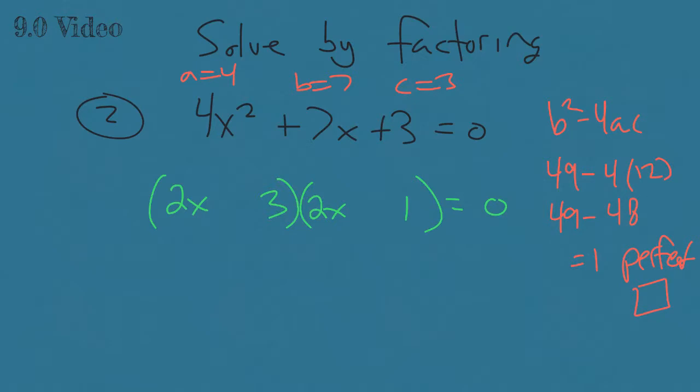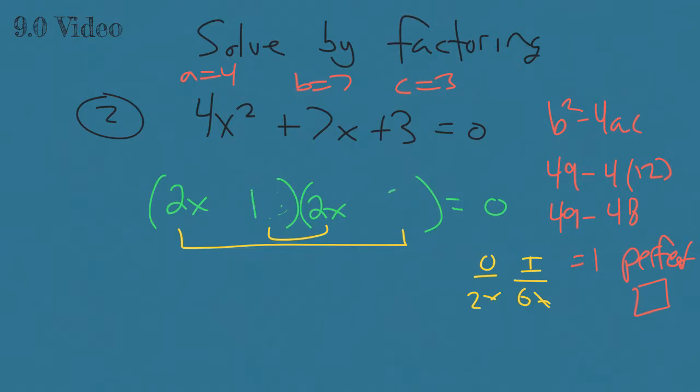Well, my outsides are 2x. So outside, inside. My outside is 2x. My inside is 6x. That doesn't make 7x, so I need to switch. So I'll erase the 3 and the 1, and I'll switch them. So we got 1 and 3. That's not going to work either because the 2x was the same. So it must be 4x and 1x. So I've got to erase here.